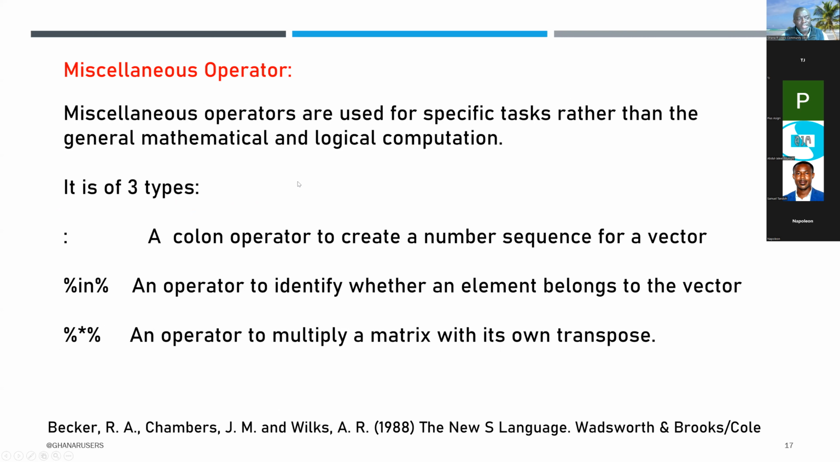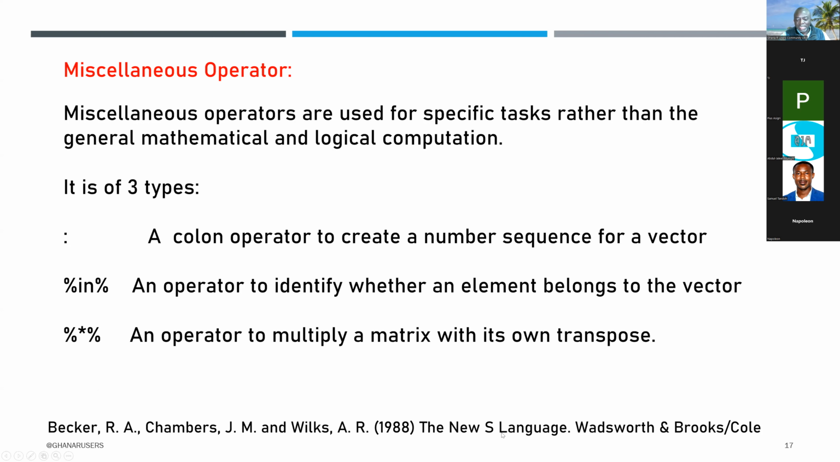Then miscellaneous operators. The colon is to create a sequence of numbers or vector. Suppose I want to create numbers from 1 to 100. I'll just say 1:100. So that's it. And as you move on writing functions, I have a set of a vector on the left-hand side and another vector on the right-hand side. So I'm going to ask R, look for the things in the right-hand side and see whether they are in the left-hand side. So that's why we have this symbol. And this is for matrices. We're using it for matrices.